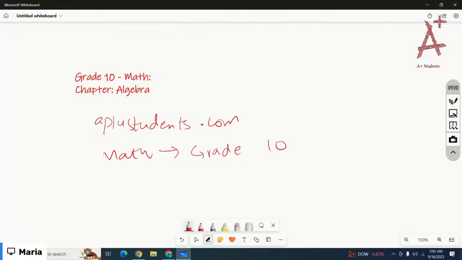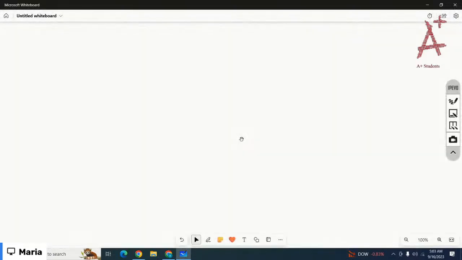So there you can find a list of the chapters. We're going to start with chapter algebra. We're already working on it, so let's just start with the chapter algebra. Okay, so we are going to start with the lesson simplify radical expressions. We're going to learn how we simplify radical expressions, right? So let's just start with the lesson that is simplify radical expressions.